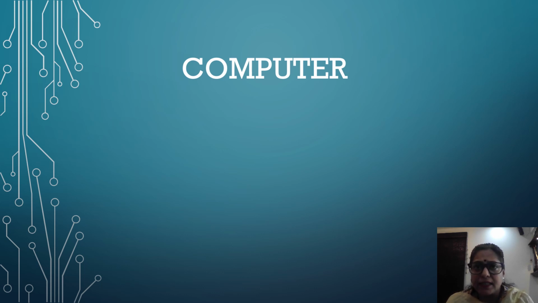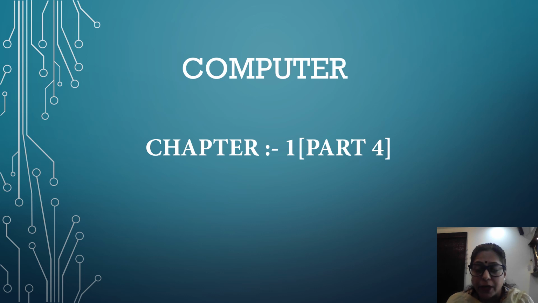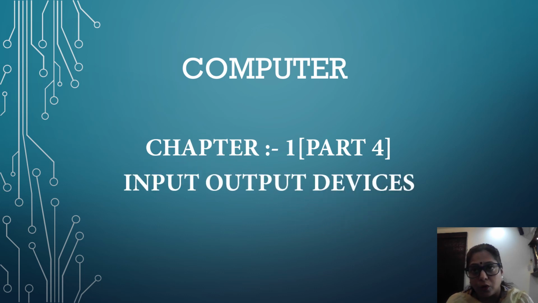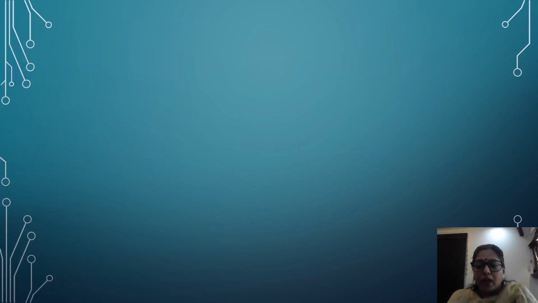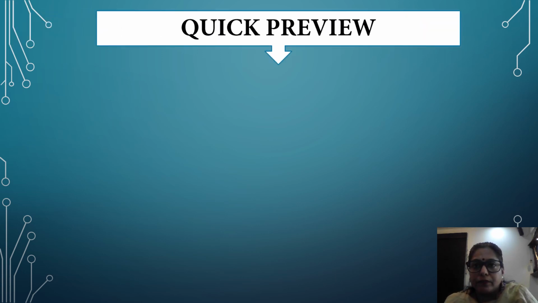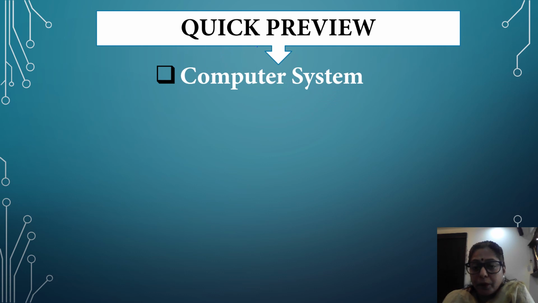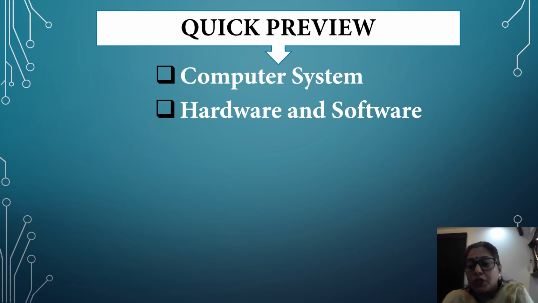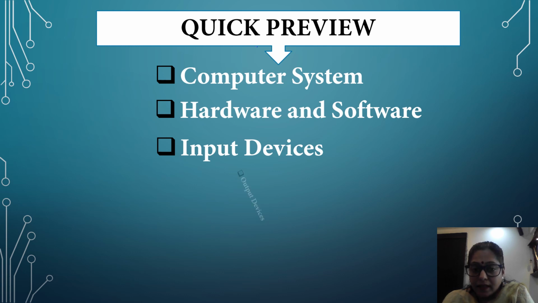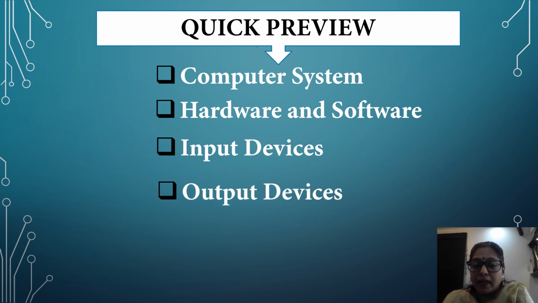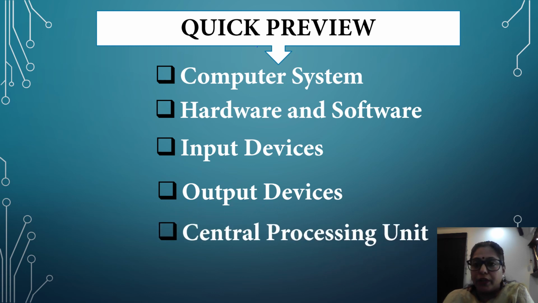Now, let us continue our previous chapter, that is input-output devices. Okay, before we start, just have an overlook of previous chapter. We learned a computer system, then hardware and software. After that, input devices, output devices, and last one is central processing unit.